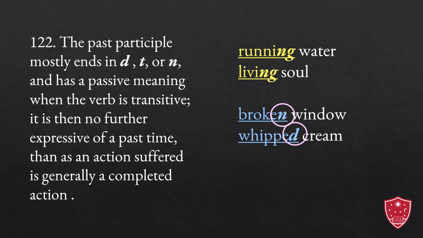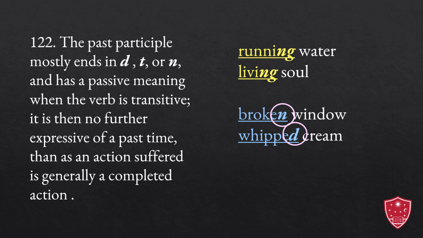The rule also tells us that the past participle has a passive meaning when the verb is transitive. Now, the verb break is transitive. The verb whip is also transitive. So when we read broken window, it has a passive meaning. The window has been broken. Whipped is another example of a past participle when the verb is transitive. Whipped cream is passive. The cream has been whipped. So we see in these two examples the past participle mostly ends in D, T, or N and has a passive meaning when the verb is transitive.